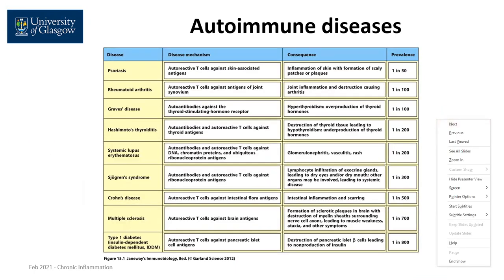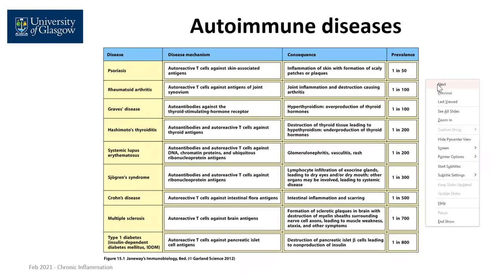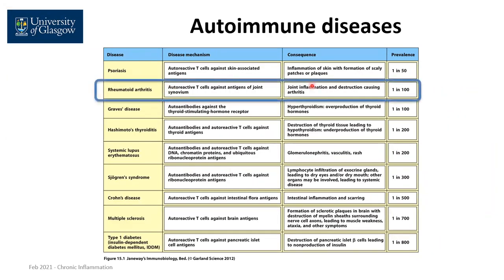So you've seen this table before, just a list of all the different examples of autoimmune diseases. What we'll talk about in the next slide is this one here. Rheumatoid arthritis is probably the best known autoimmune disease. And this ultimately arises from autoreactive T cells against antigens of the joint synovium. So basically components of the joint are attacked by autoreactive T cells. And a consequence of this is joint inflammation and destruction, ultimately leading to arthritis.